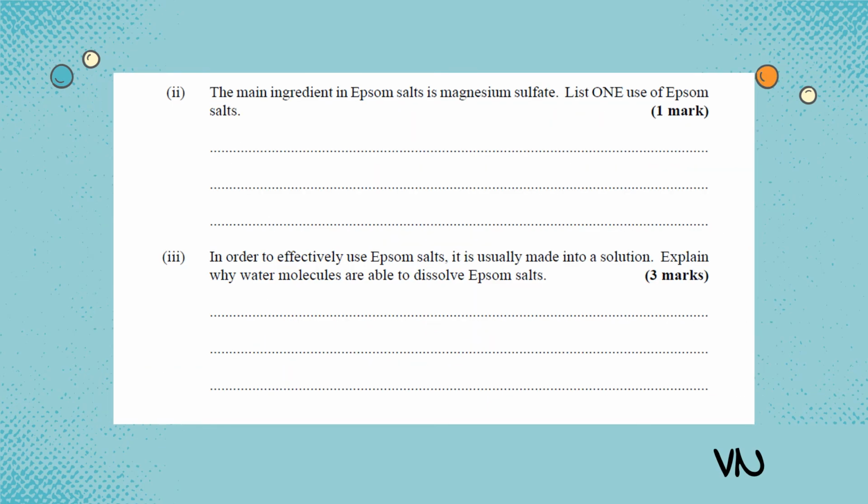Part 2 of the question now tells us that the main ingredient in Epsom salts is magnesium sulfate. List 1 use of Epsom salts for 1 mark. And part 3 there for 3 marks. In order to effectively use Epsom salts, it is usually made into a solution. You are to explain why water molecules are able to dissolve Epsom salts.